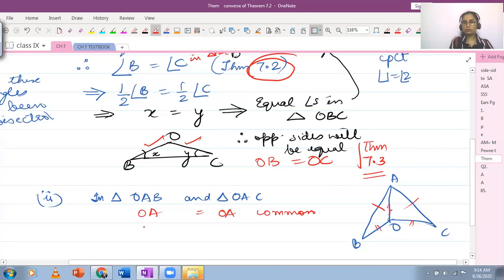Then we have AB equals AC. This is given in the question. And then OB equals OC. This we just proved above in part 1.